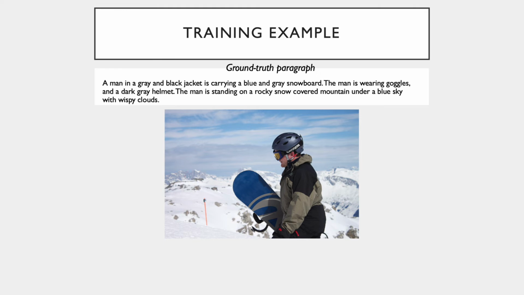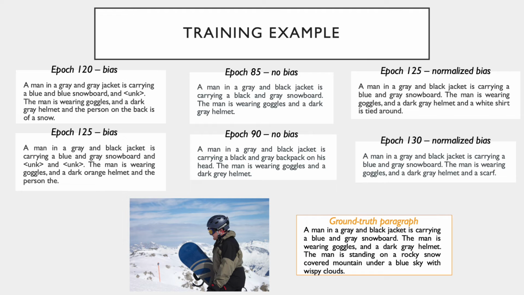This is a random image from the training dataset, along with the relative ground truth paragraph. Here it is shown how this image is captioned by the 6 models mentioned beforehand. Comparing the generated captions to the ground truth, it can be stated that the majority of the ideas present in the ground truth were also conveyed in the paragraphs.